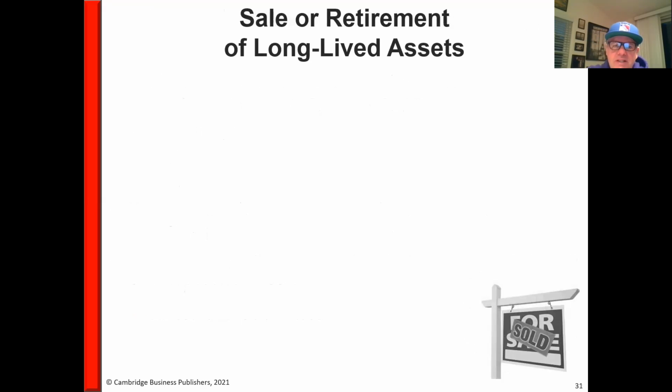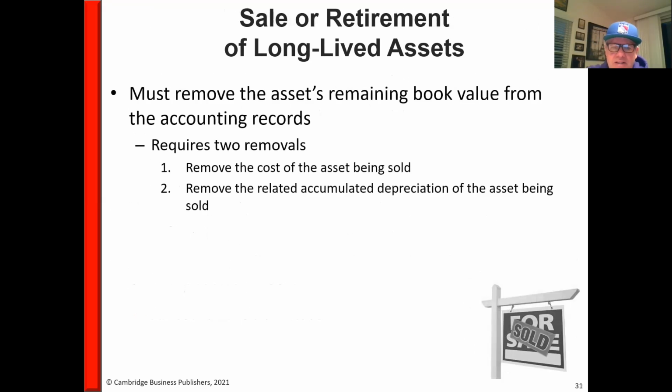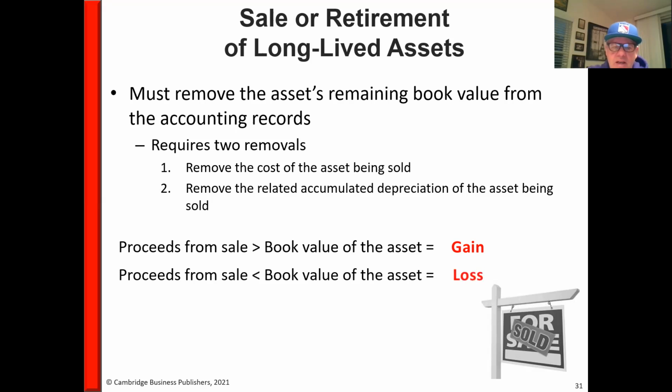So what happens when we sell or retire long-lived assets? Okay, so a couple of things have to happen. We've got to get the asset off the books. We've got to get the accumulated depreciation off the books. And we may have a gain. So if the amount that we received is greater than the book value, we have a gain. If the amount that we receive is less than the book value, we have a loss.